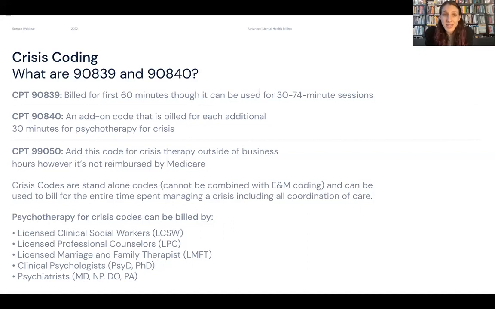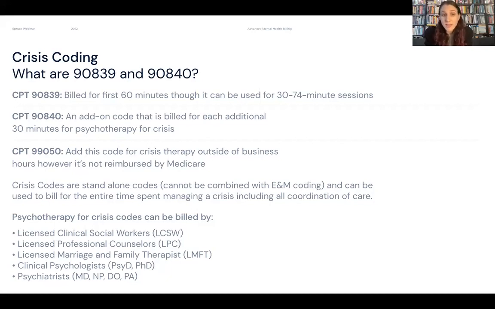The thing to understand about crisis coding that is most important is that you can code for the full time that you are handling a crisis. So this is what makes this coding much more relevant in a crisis situation than the codes that you would normally use for a therapy session. And it also makes it much higher yield than the E&M codes that a psychiatrist or a nurse practitioner might generally use for a visit.